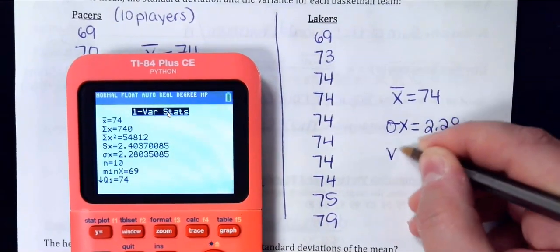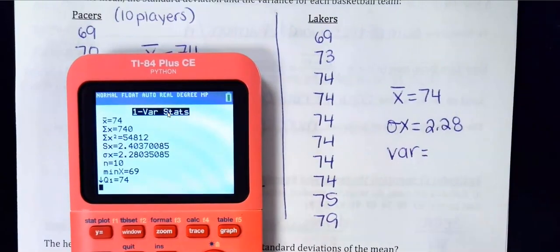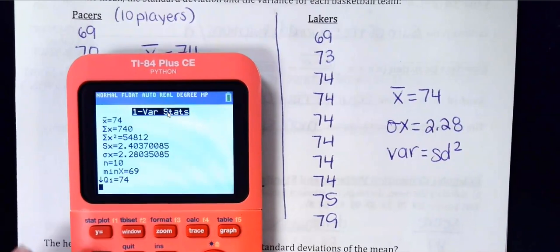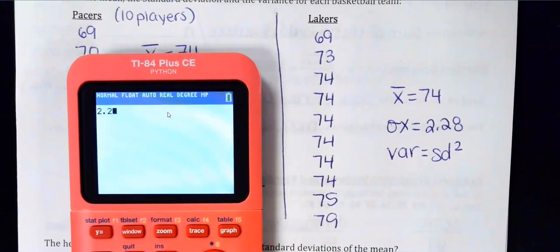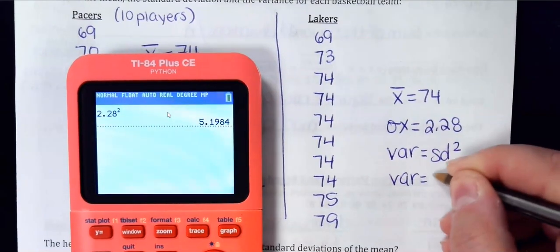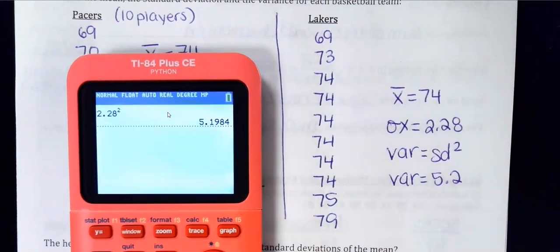The variance is not displayed on the screen for the calculator. It just doesn't write it down, but you can get it real quick. Just take your standard deviation, that 2.28, and square it. That'll be your variance if you got a question that asks you for that. So I'd say about 5.2 there.